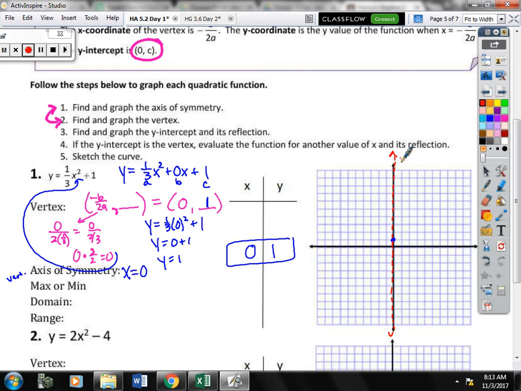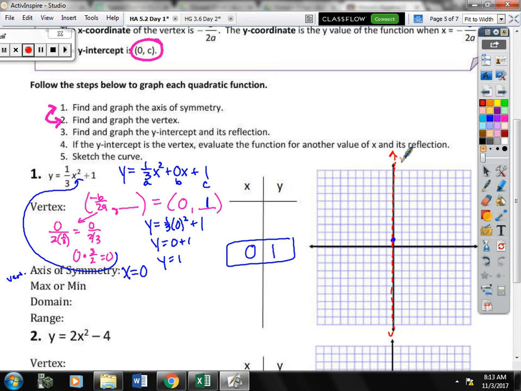You can just use a dashed or a dotted line there. Now, according to the directions, it tells us to graph the y-intercept, which we actually already have, and reflect it. So unfortunately this one we are going to have to pick another point. You need to pick another x value to plug in. You can pick 1, 2, 3, 27, it doesn't matter.